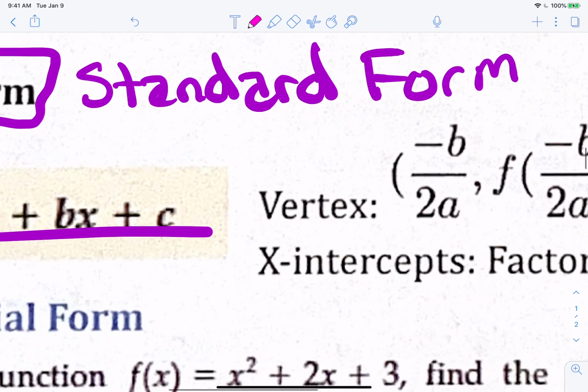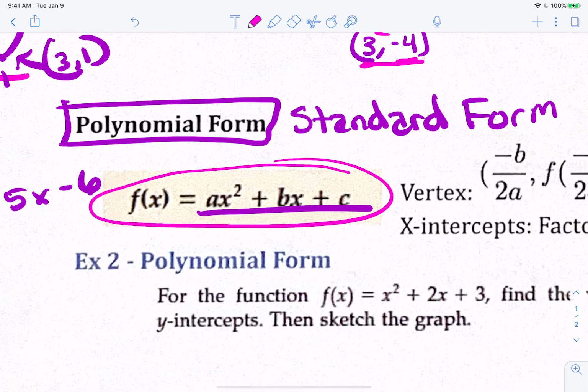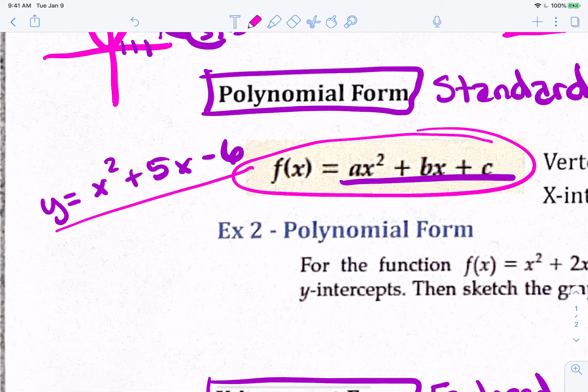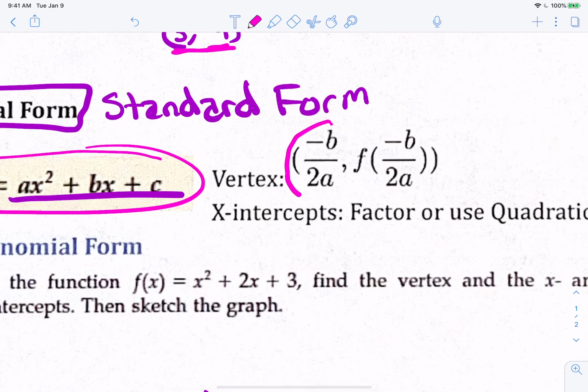Okay, so standard form is the next form, polynomial form. This guy right here is polynomial form. An example of that is x squared plus 5x minus 6. This is the form that you are used to seeing for a quadratic function. Okay, if I'm trying to find the vertex, I do negative b over 2a.